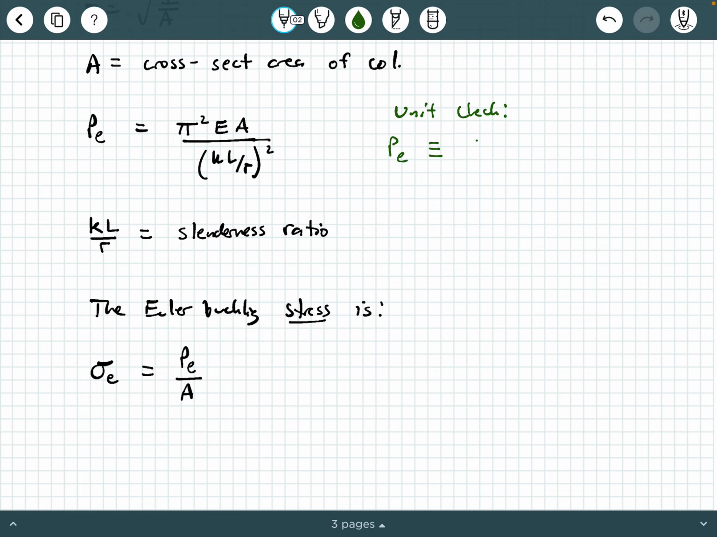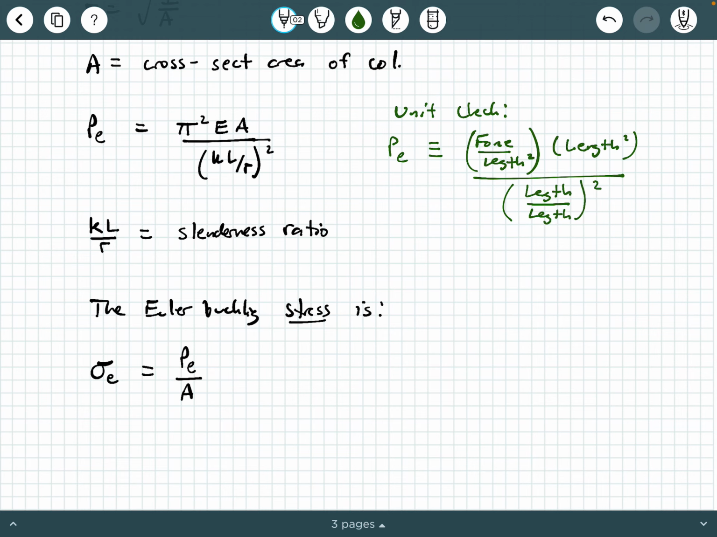E has units of force over length squared, right? That's the units of E. What about A? Area is length squared, okay? And then we divide by, what about this slenderness ratio? Well, K is unitless. L has units of length. And radius of gyration has units of what? Also has units of length, okay?